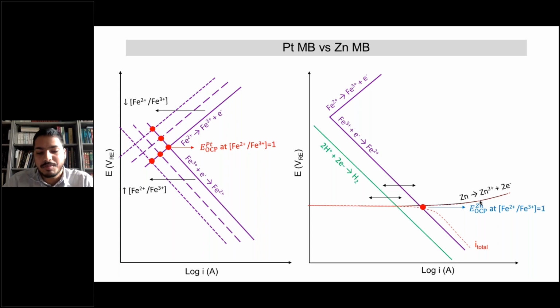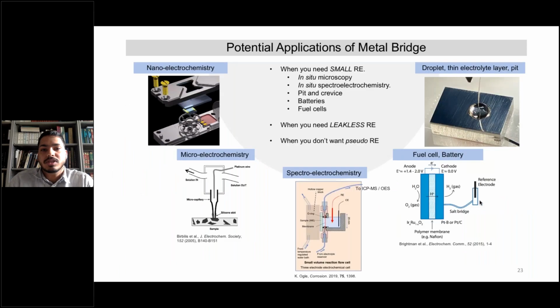So yes, this is a simple yet really effective concept. And if we understand this concept really well, we can extend the use of our metal bridge in different areas, including the places where previously we could not think of running any electrochemical measurement. So yes, if you need a really small reference electrode, or you need a leakless reference electrode, or wherever you are working with a pseudo reference electrode, you can use the concept of metal bridge.